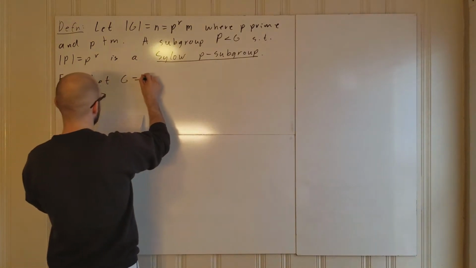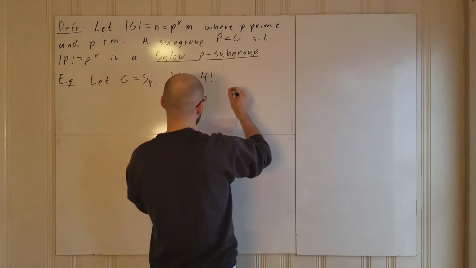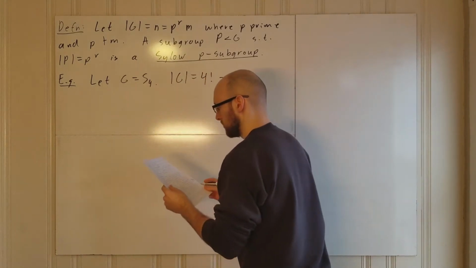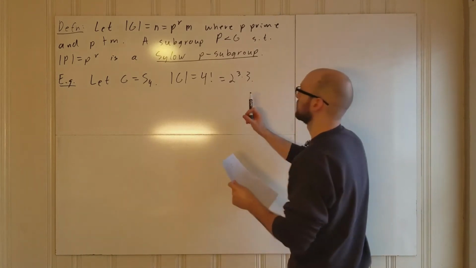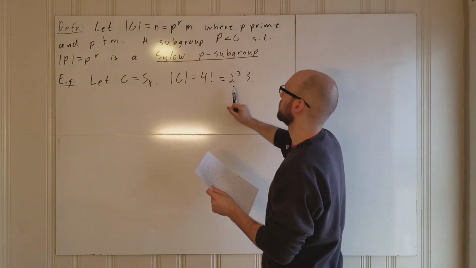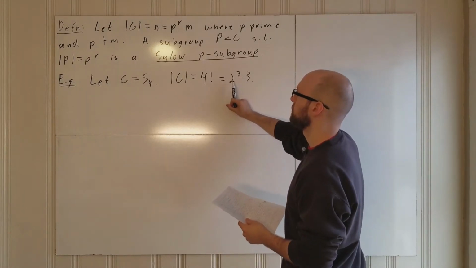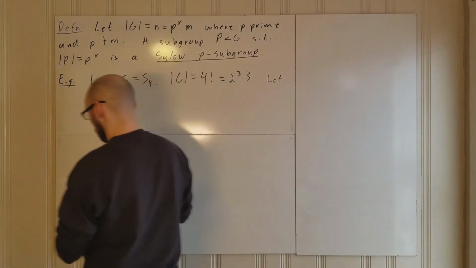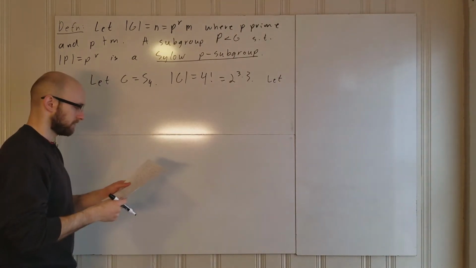Let G equal S4. Then the size of G is 4 factorial, which is 2 cubed times 3. So here we're going to let n be 2 cubed times 3, and then p is going to be 2, r is going to be 3, m is going to be 3. So 2 is the p that we're going to be looking at here. Let p equal 2, but I'm not going to write the other things because you can just figure that out from there.